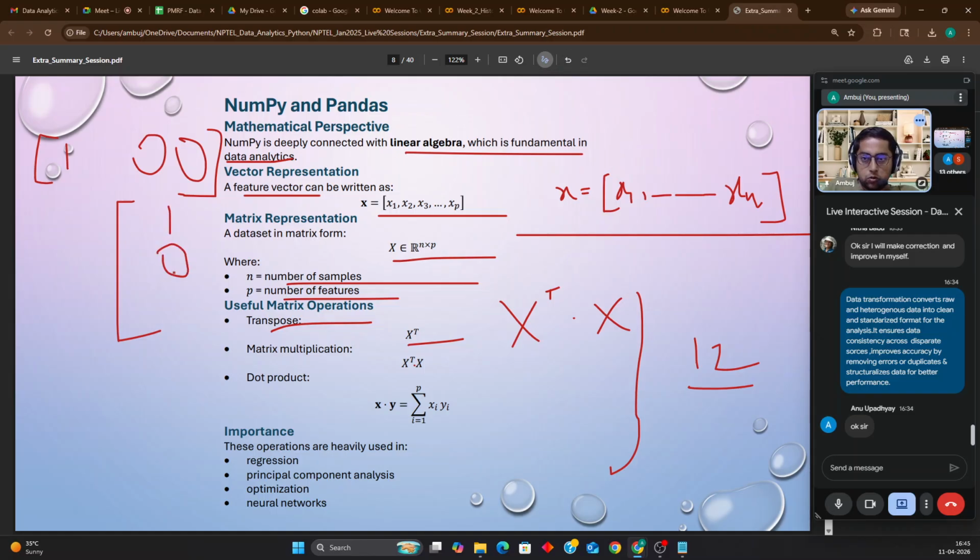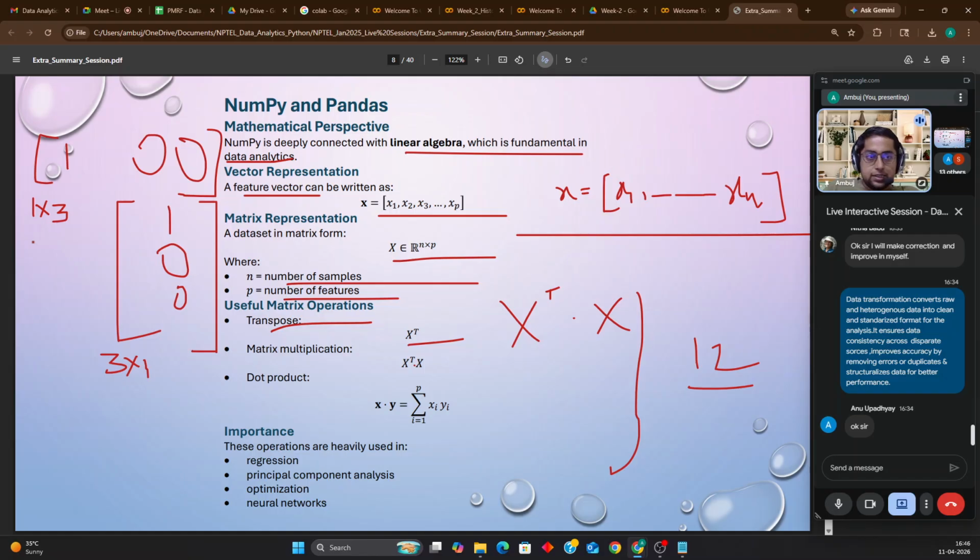1, 0, and 0. You know how to carry out the matrix multiplication? How will you perform it? If you are new to this, first of all, you have to check the sizes. This matrix has how many rows? One row, three columns. Here, three rows, one column.